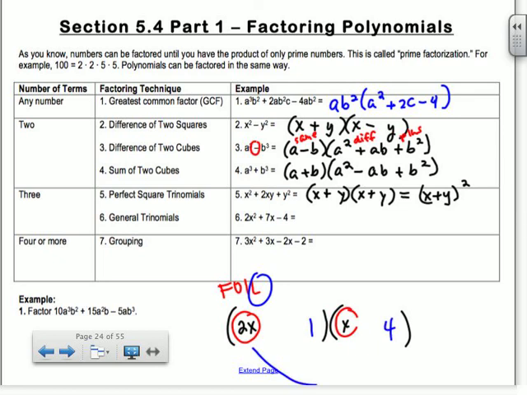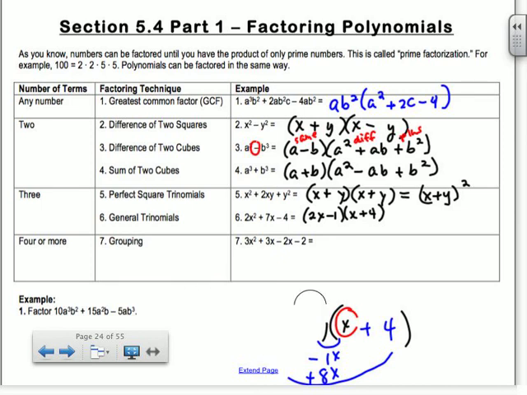And then I always check my outer and inner. So my outer is 8x and my inner is 1x. And I think, is there any way I can combine those to get 7x, the middle number? Yeah, if I subtract the 1 and make the 8x positive. So that means I need a -1 and a +4. And that's how you factor that one. So it should be 2x minus 1 times x plus 4. So we're going to do a ton more examples, so it's okay if you don't understand right now.